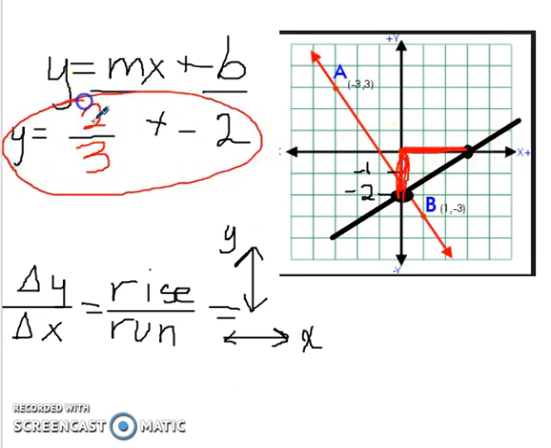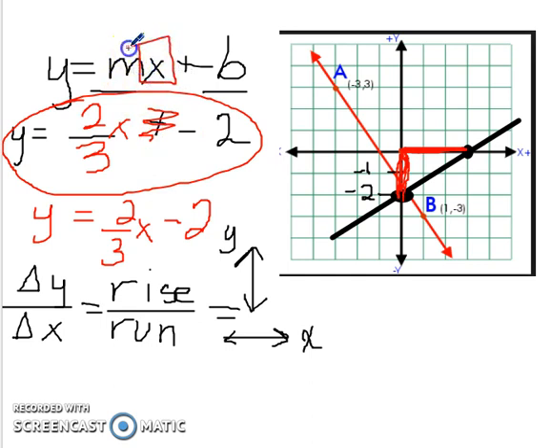My equation of the line is y equals 2/3 plus a -2. Another way you could write that is y equals 2/3, and I forgot my x. Can't forget my x. Y equals 2/3 x minus 2. You could take out the plus. Okay, don't forget to put your x back in there. Okay, 2/3 x minus 2.